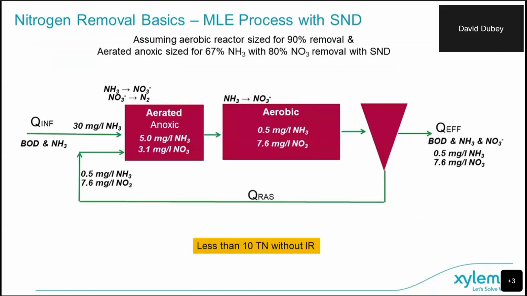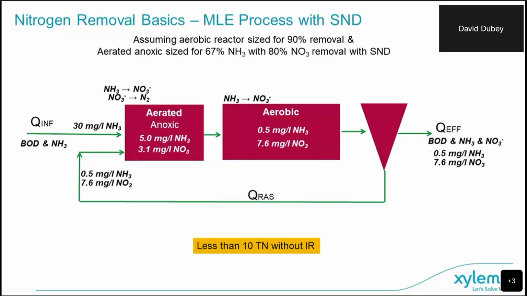So here's a diagram with some example values for if we were doing SND in an MLE type process. If we have aerated anoxic first and then aerobic, we can get the nitrogen down to 5 or less on that very first step, assuming we have about 67% ammonia removal. And when we get into a later example, I think it'll show that we're in the ballpark of this with our typical plants.